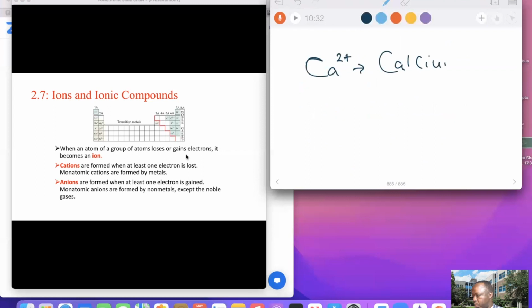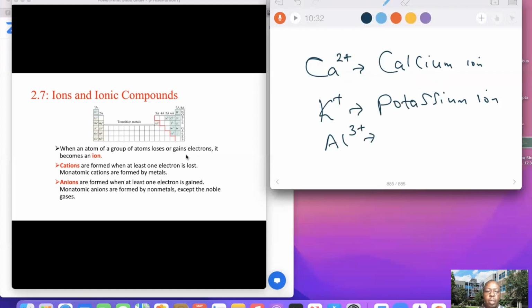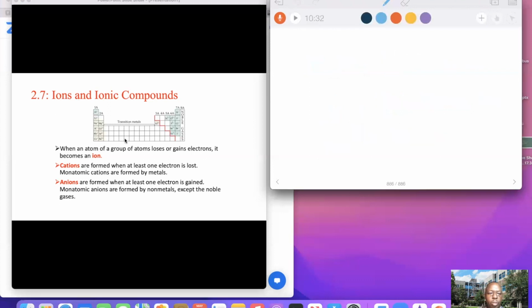There is Ca2 positive, calcium ion. K positive is potassium, potassium ion. Just giving you few examples. This is aluminum ion. Please learn those: naming them, writing their chemical formulas, or predicting the ionic charges from the periodic table. This is aluminum ion.